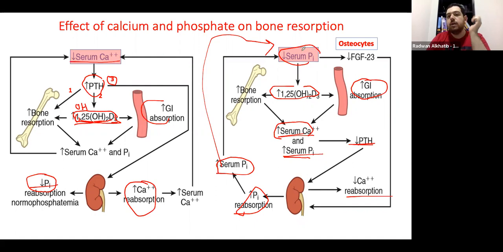On the opposite hand, if the phosphate level is low, vitamin D will increase. Vitamin D will cause calcium and phosphate to be absorbed from the GI tract and from the bones. This will raise the serum calcium and phosphate, which lowers the parathyroid hormone.